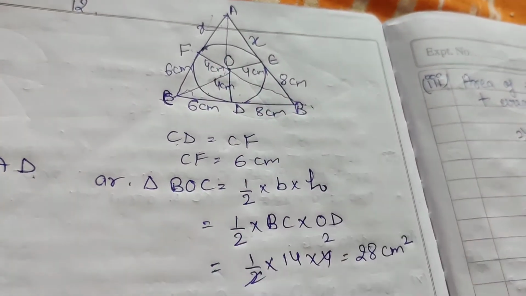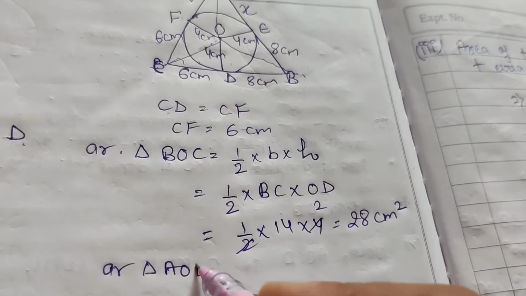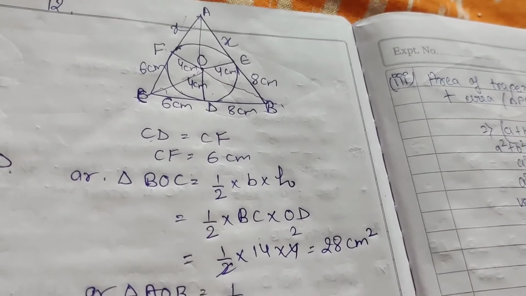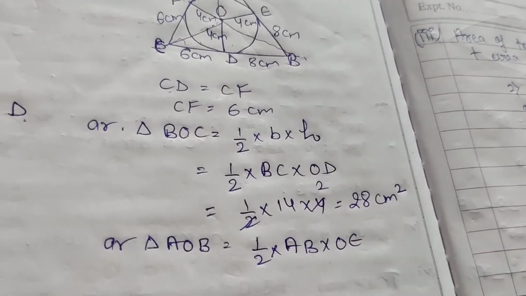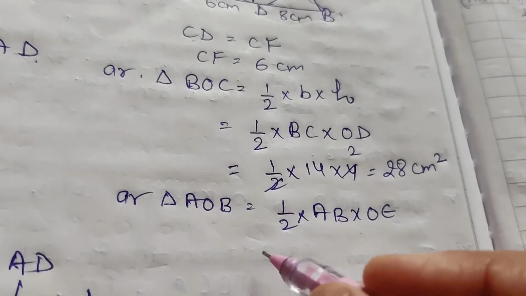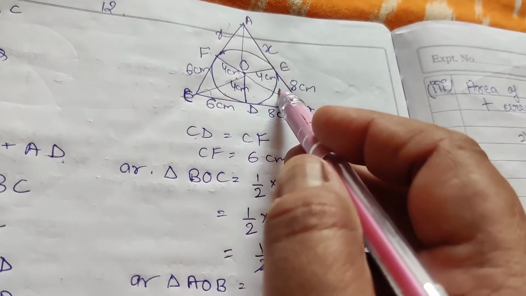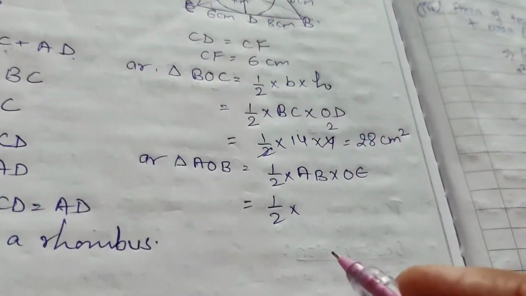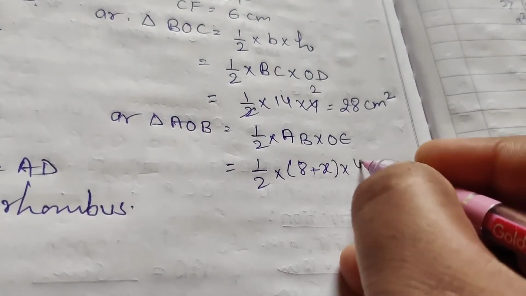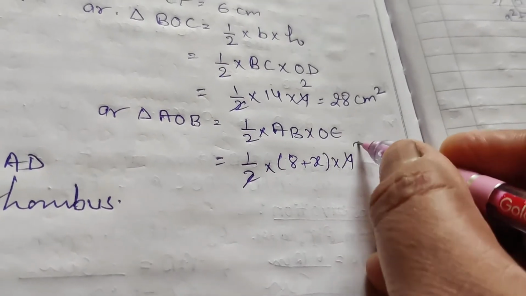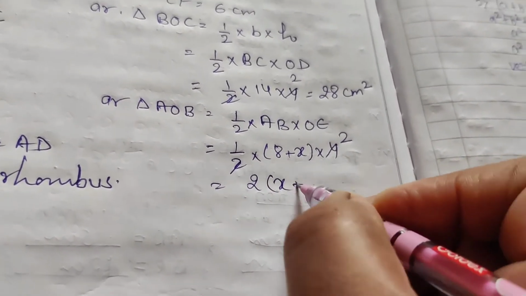Next, area of triangle AOB. Area of triangle AOB is 1 by 2 AB into OE. AB is 8 plus x, so AB is equal to 8 plus x into 4. By cancelling this, we get 2 times x plus 8.